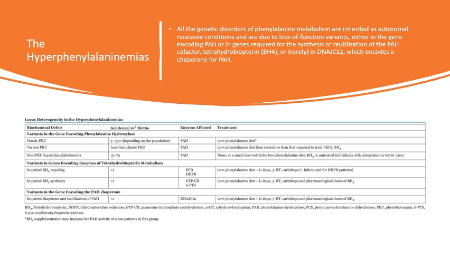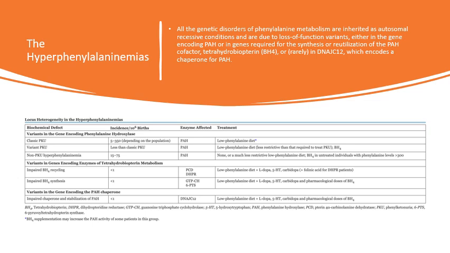So there are different varieties of hyperphenylalaninemia, but the most common one is classic phenylketonuria. So there is excessive phenylalanine, and then this phenylalanine is excreted in the urine. All genetic disorders of phenylalanine metabolism are inherited as autosomal recessive conditions, and they are due to loss of function variants either in the gene encoding PAH, as we talked about in our previous slide, or in genes required for the synthesis or reutilization of the PAH cofactor, tetrahydrobiopterin, or BH4.